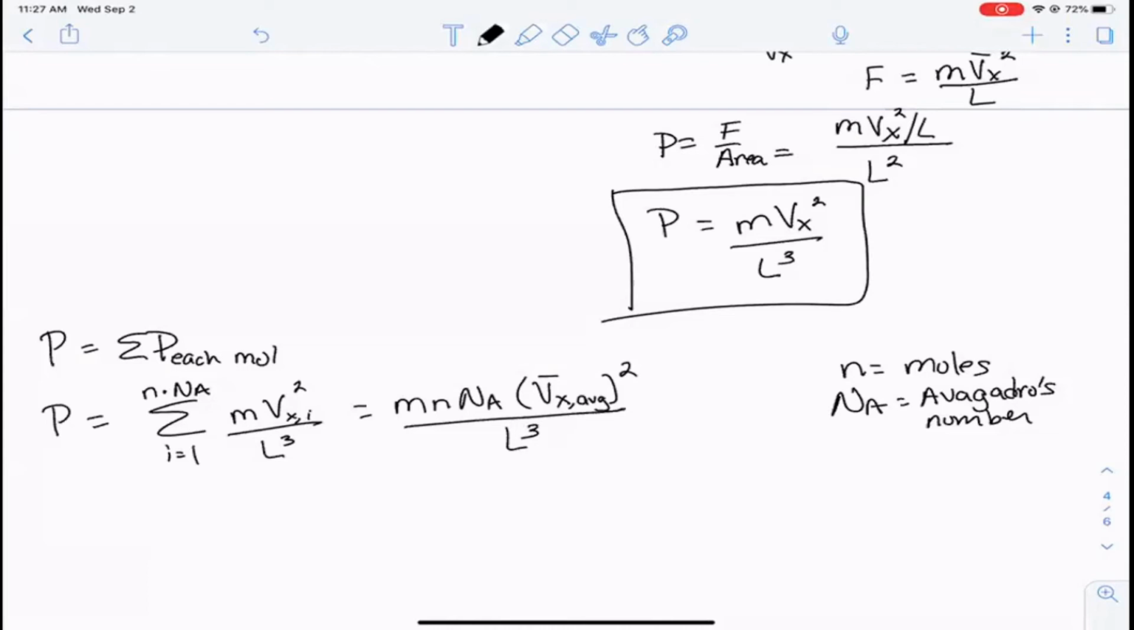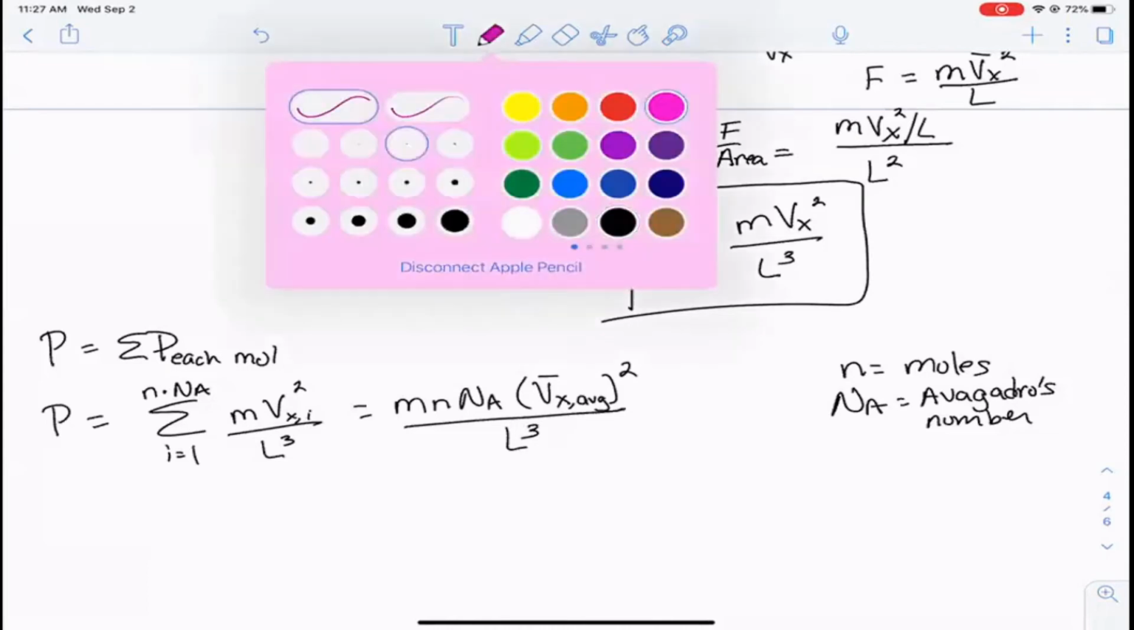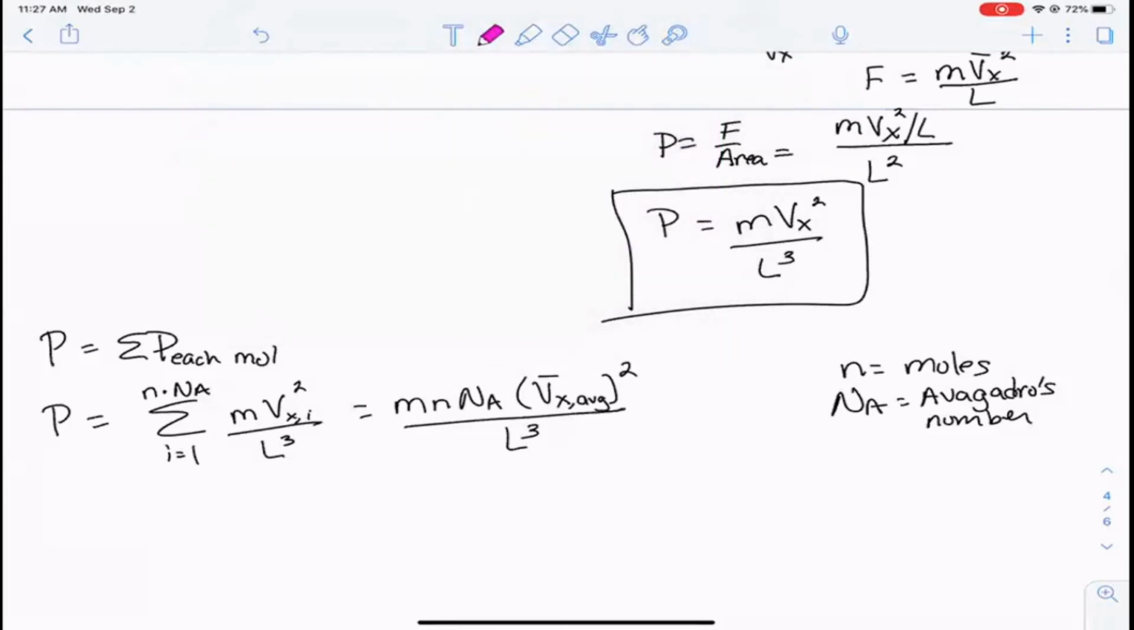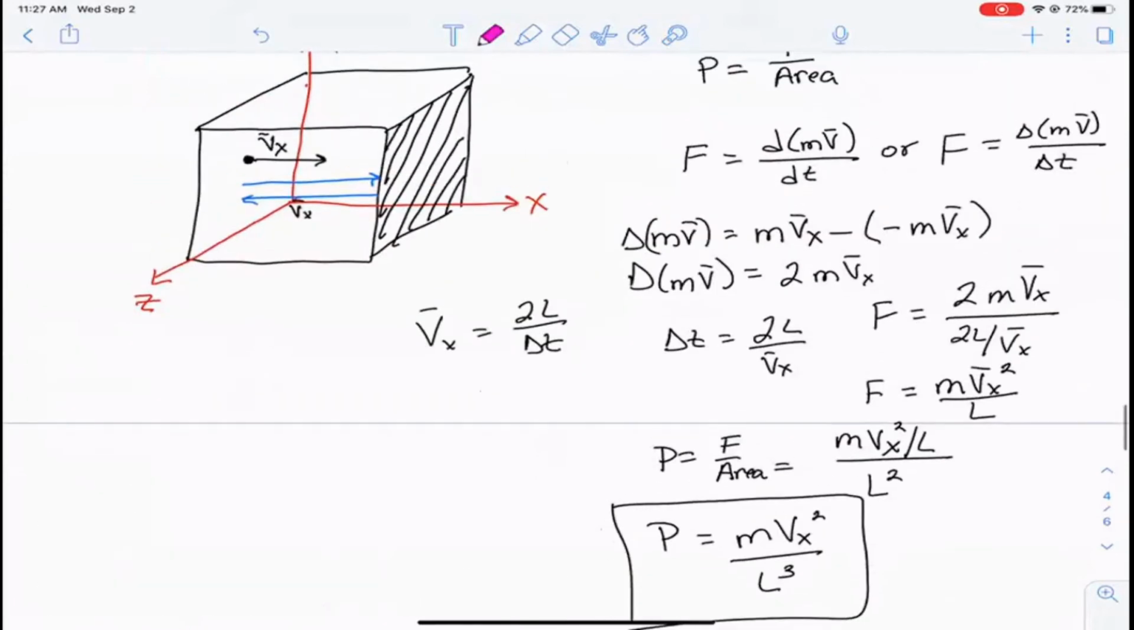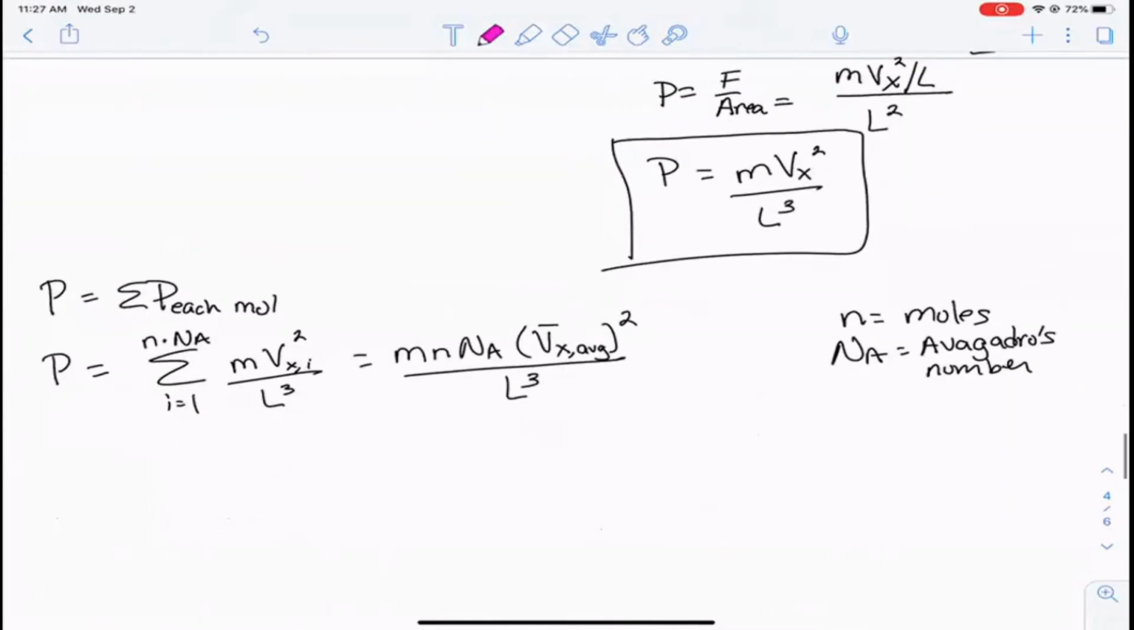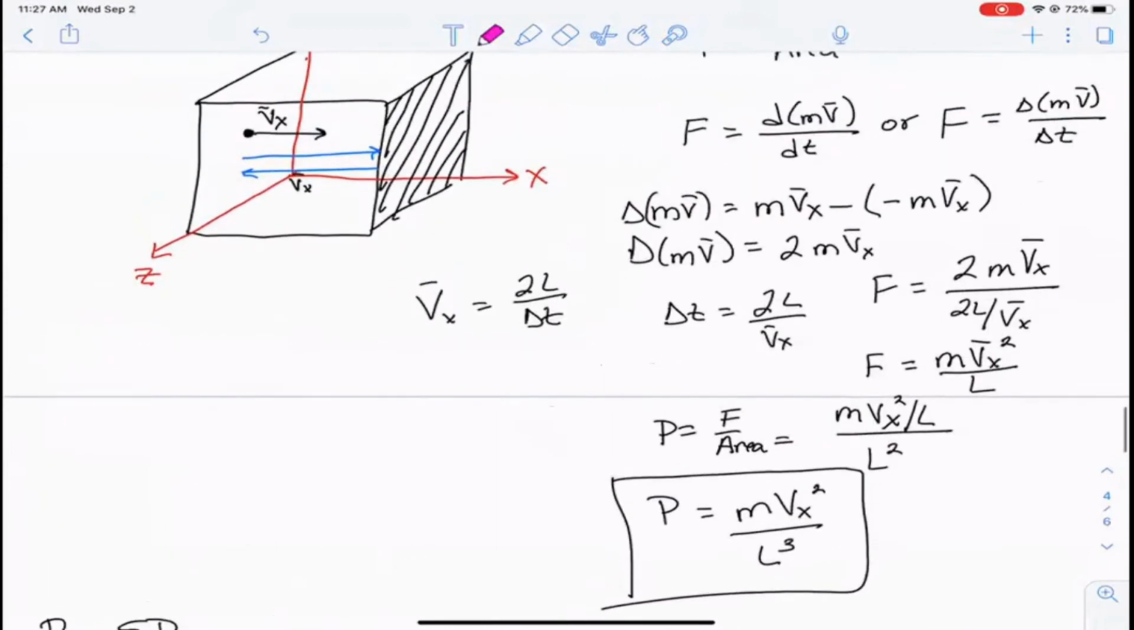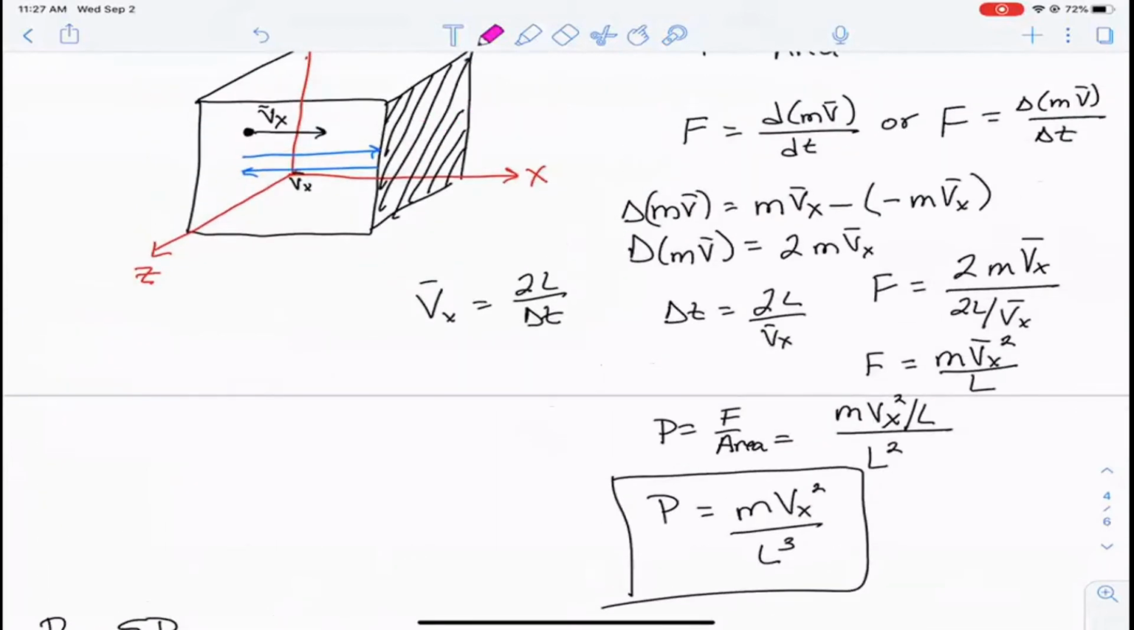All right. And where these two equations really differ is that initially here, I only had this thing moving exactly in the x direction. Now here, I'm allowing things to move in any direction that they want, where now I have some average velocity in x, but I'm still finding the pressure exerted on that boundary.